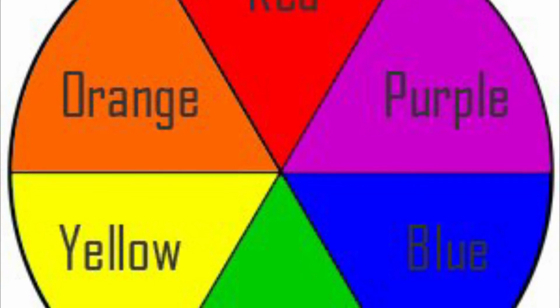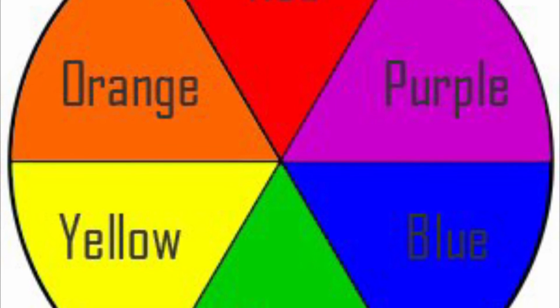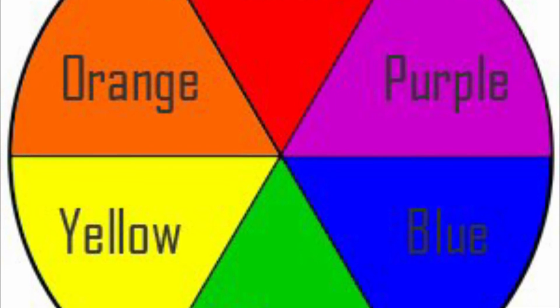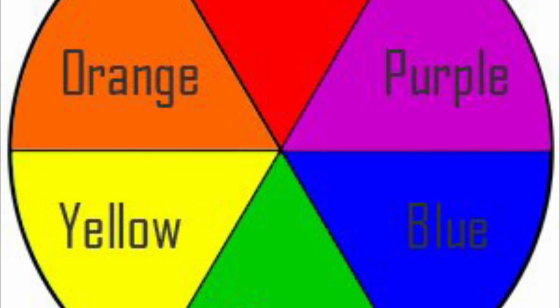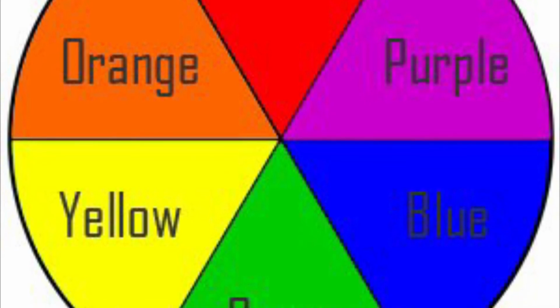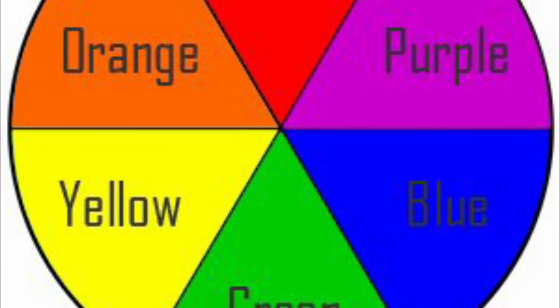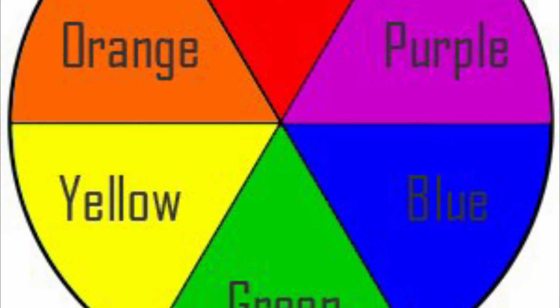Colors that are opposite one another in the color wheel are complementary colors. For instance, red and green, purple and yellow, and orange and blue. When complementary colors are next to each other, they're very vibrant, but when we mix them together, they turn into earth tones, and that's what we call them, tones.